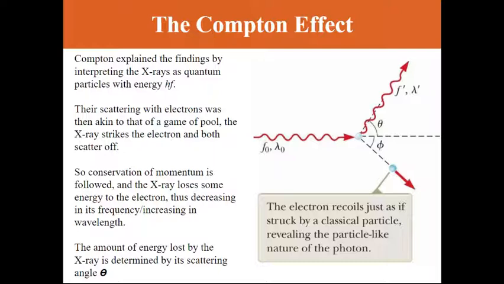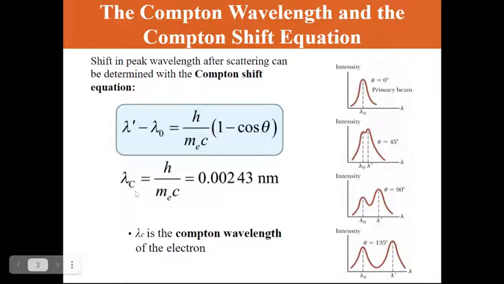And much like in classical physics, if one pool ball hits the other and you get their scattering angles, you can actually figure out how much energy the original pool ball lost. And that's related to the scattering angle. Thus, you can figure out by how much the wavelength increases after scattering using the Compton shift equation, which is essentially a function of the scattering angle theta for the X-ray.